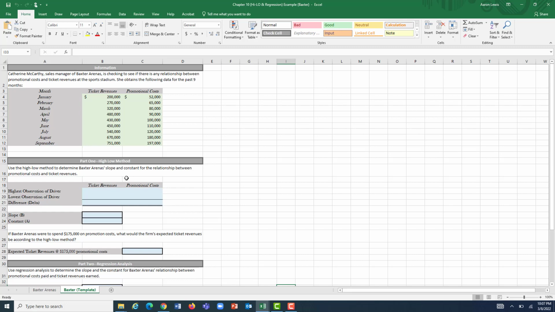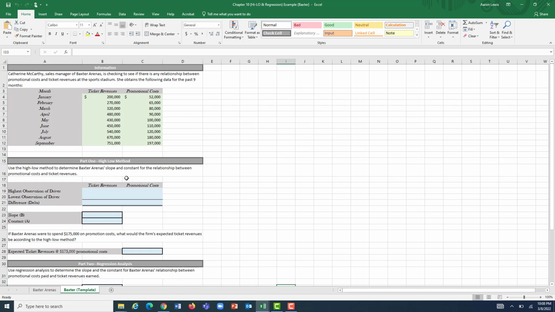So in the high-low method, we need to figure out what we have at our highest observation for each of these two variables, ticket revenues and promotion costs, what we have at our lowest observation, and therefore what our delta, or the difference between high and low, is. Before we do this, we want to determine what our x variable and what our y variable are. The rule of thumb: x is the independent variable, y is the dependent variable. I've also heard it said x is the explanatory variable and y is the response variable. No matter what you want to label them, the rule that always holds true is that x makes y change.